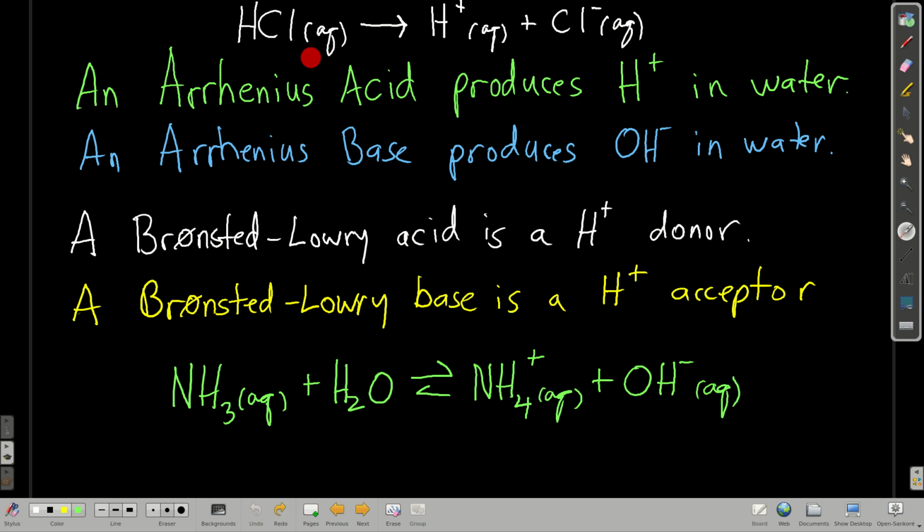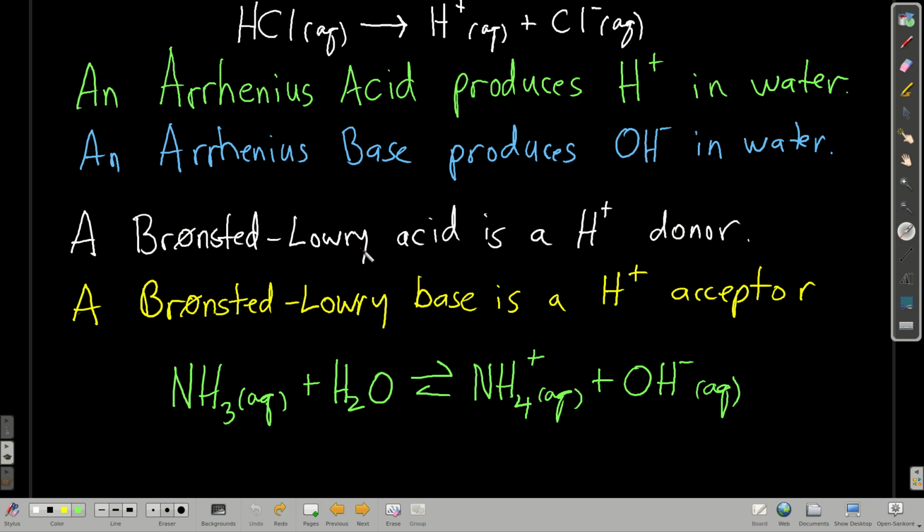Like hydrochloric acid, a strong acid. You put it into water, and it dissociates into the hydrogen ion and the chloride ion. Now, an Arrhenius base, when you put it into water, produces the hydroxide ion. Ammonia, you saw in the previous module how ammonia can react with water, pull a proton off of water, and make the ammonium ion and hydroxide. Well, it produces the hydroxide ion in water, so it's a base.